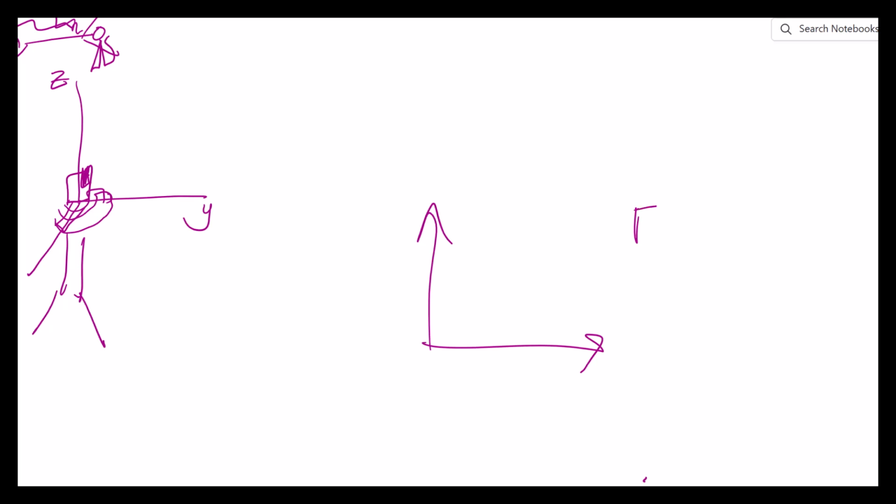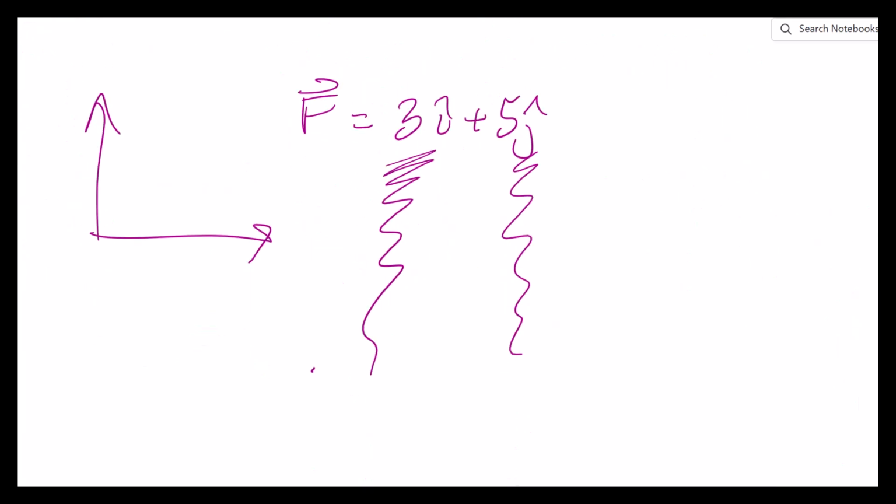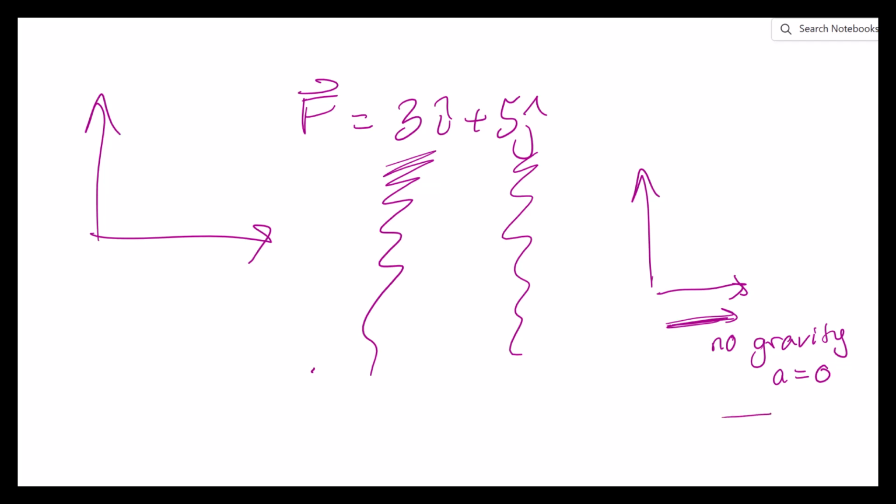Like, this vector is 3i hat plus 5j hat, because now we can treat the i hats and do all the things with the i hats, and then we can do all the things with the j hats, and it's pretty awesome. So for example, when we were talking about rolling the ball and throwing the ball, if I'm rolling the ball, there's no gravity, so acceleration is 0. So for all of my motion in the lefty-righty direction, a is 0.